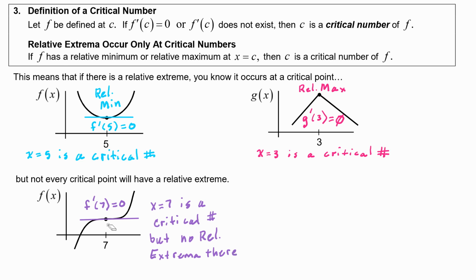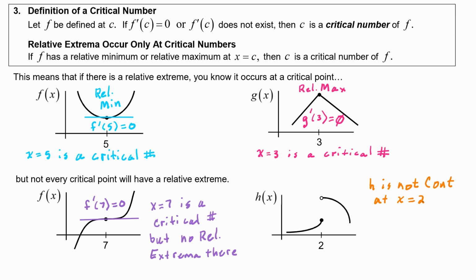So just because you have a critical number doesn't mean you will have relative extrema there. Likewise, if we look at h of x, we know that h is not continuous at x equals 2. And because h is not continuous at x equals 2, therefore h is not differentiable at x equals 2.